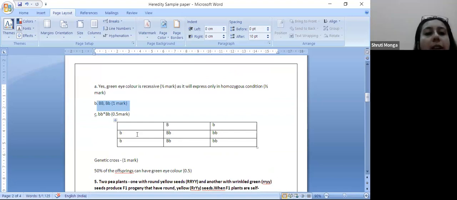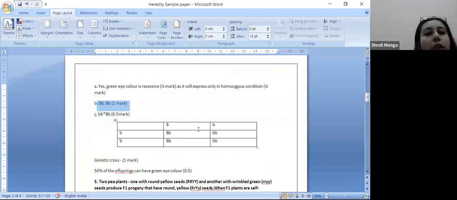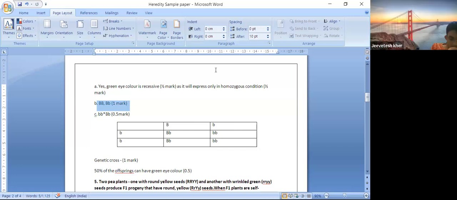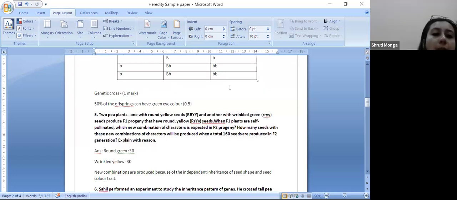Calculate the cross now. You have written for Pooja, small b small b. You have written for Ravi, capital B, small b. Make the cross and see, there are 50% chances that they can have the green eye color because small b small b has come 2 times out of 4. So 50% chance of having a green color.